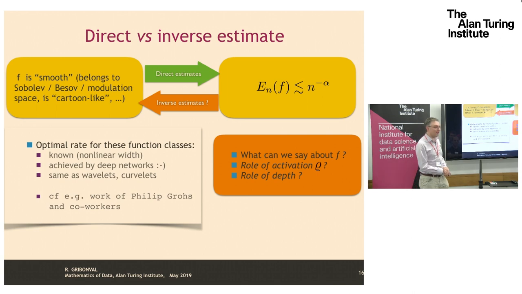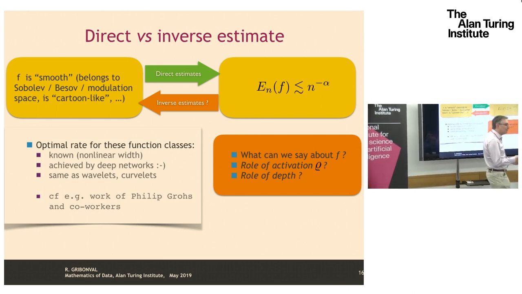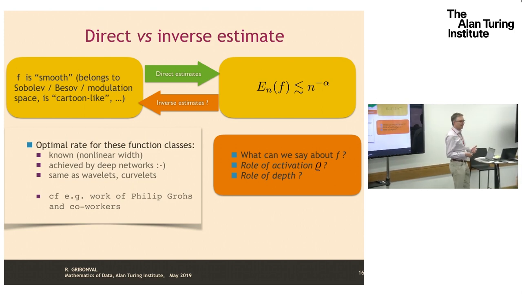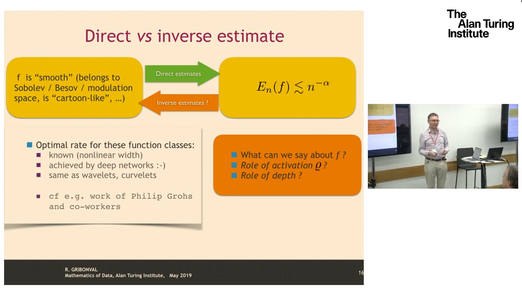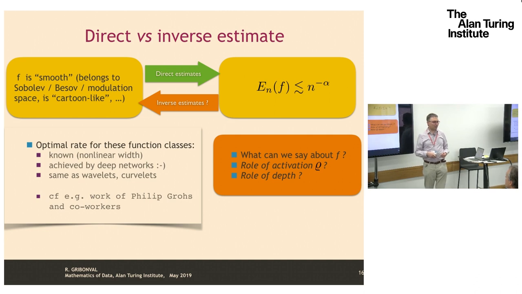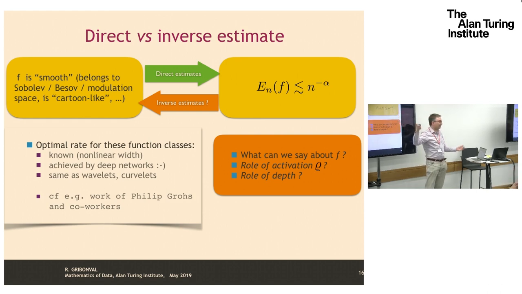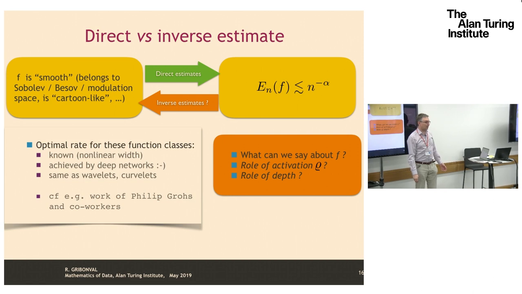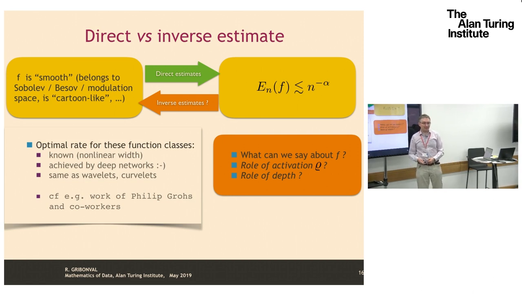So maybe another question that's complementary and that could better show the potential interest of neural networks is the opposite. It's going the other way. What do I know of a function if I just know that it has a rate of approximation? So it's the notion of inverse estimate. If I have a function that is approximated at a certain rate by n sparse neural networks, what kind of smoothness can I infer on this function? Can I prove that this implies a certain level of smoothness?